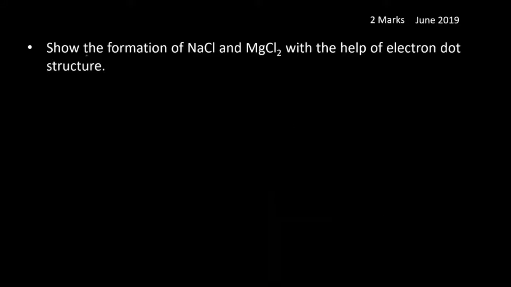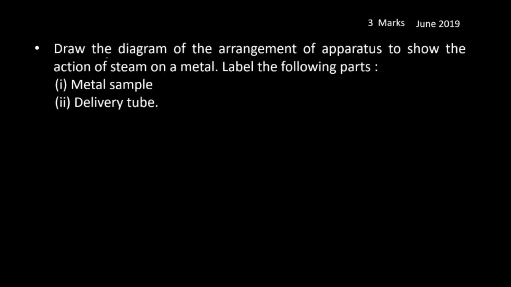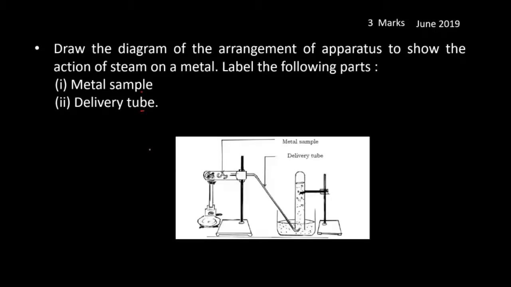Next question is show the formation of sodium chloride and magnesium chloride with the help of electron dot structure. Here are the electron dot structures of sodium chloride and magnesium chloride. Next question is draw the diagram of the arrangement of apparatus to show the action of steam on a metal. Label the following parts. First one is metal sample. Second one is delivery tube. This is the diagram to show the action of steam on a metal.